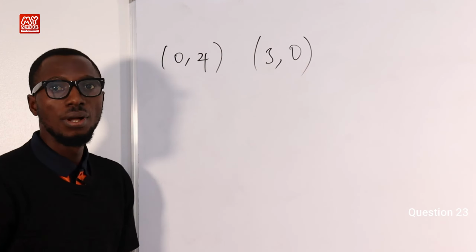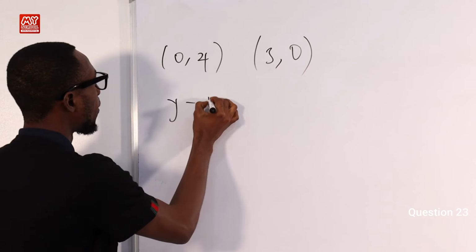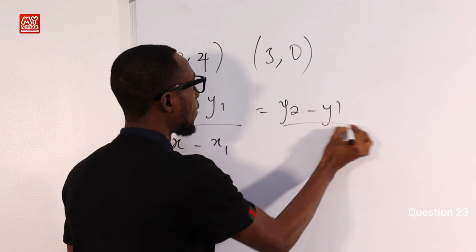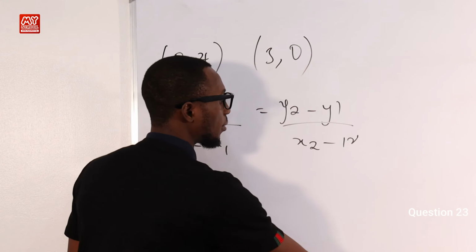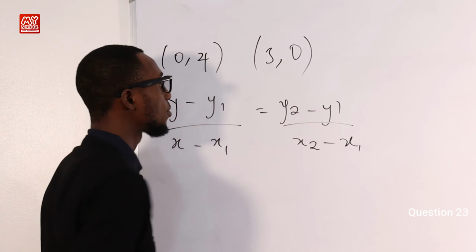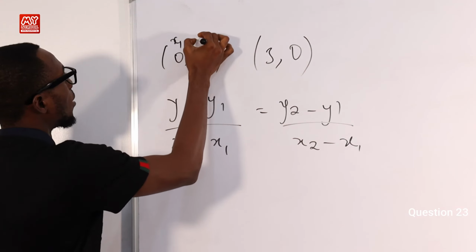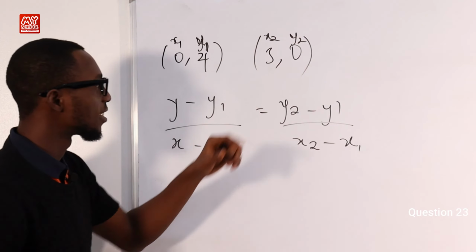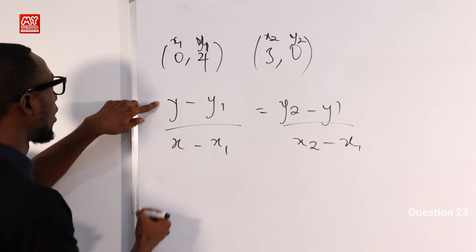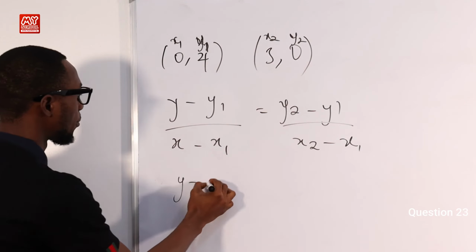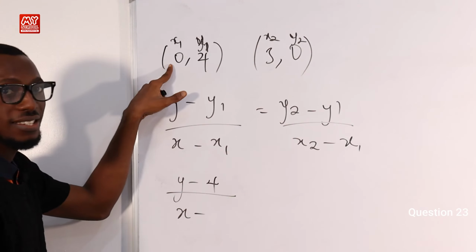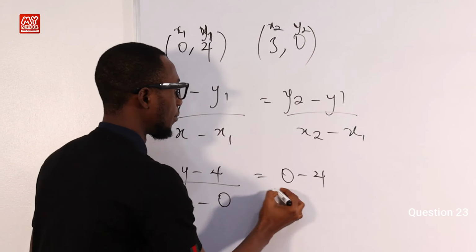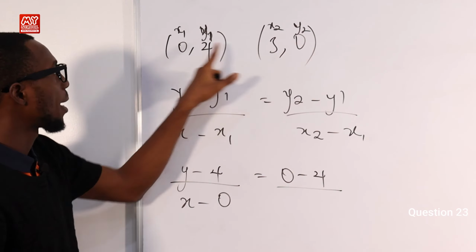Okay, so recall that for the equation of the line, you can just use this simple formula: y minus y1 over x minus x1 equals the gradient, which is y2 minus y1 over x2 minus x1. So let's just attach the right values to the points we are given. We have x1, y1, we have x2, y2. So let's just slot in these values and provide the equation we are required to find. So we have y minus y1, that is 4, over x minus x1, that is 0, equals y2, that is 0, minus y1, that is 4, over x2, which is 3, minus x1, which is 0.